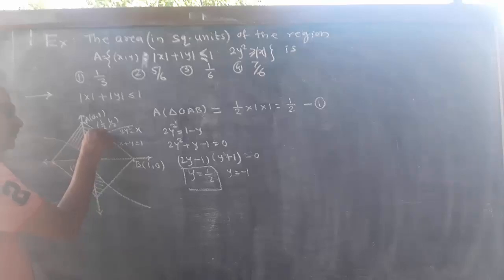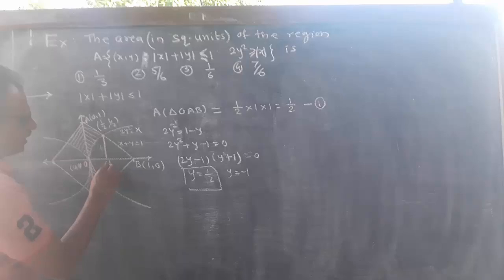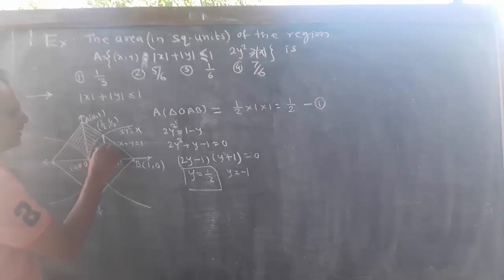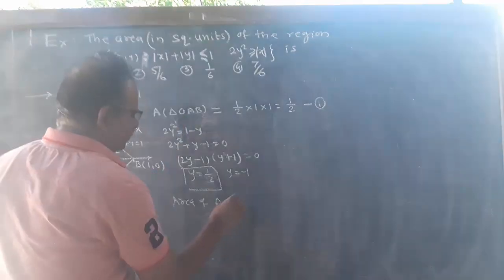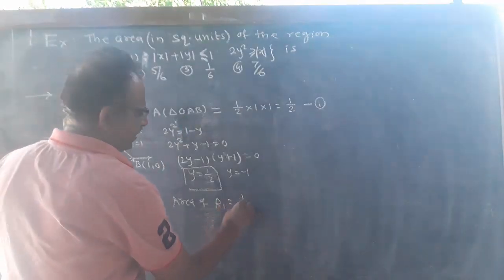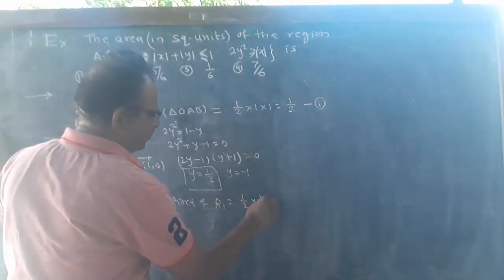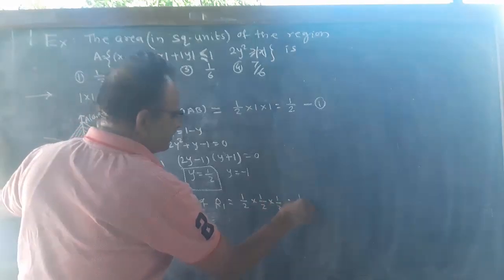I draw a perpendicular from this point on the x-axis. This point is (1 by 2, 0). Suppose this is region R1, this is region R2. Then we shall find out the area of R1 equal to 1 by 2 into 1 by 2 into 1 by 2, that is nothing but 1 by 8.